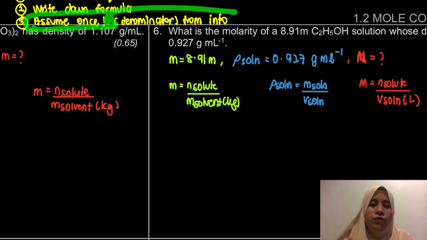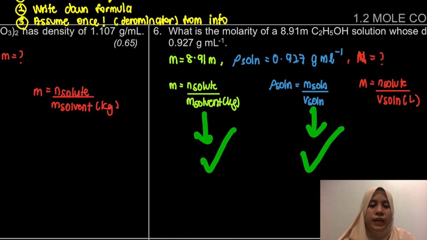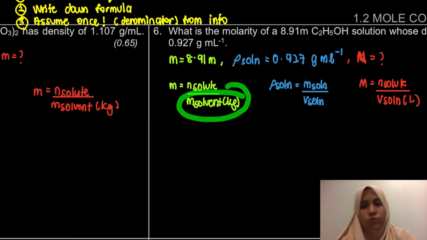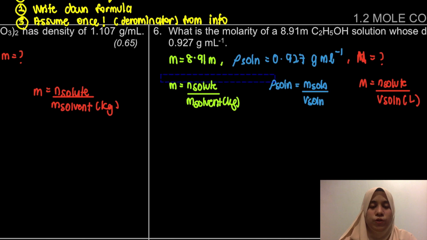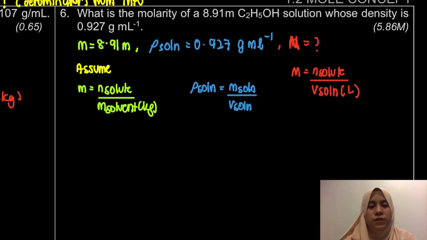So let's look at the third step. Assume one denominator from info. So we can take either one, mass of solvent or volume of solution. So we're going to choose only one. But what I'm going to do here is actually assume the mass of solvent to be 1 kilo. Okay, so the mass of solvent that I assume is 1 kilogram or 1000 gram.